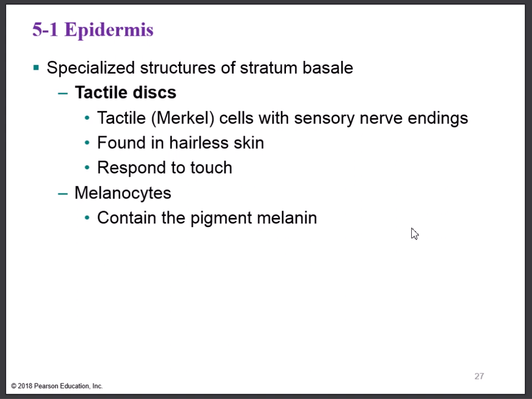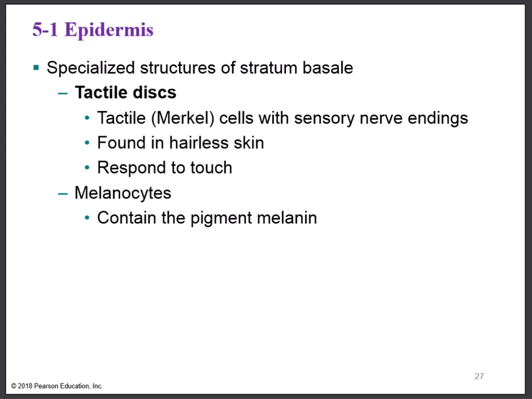The first one is known as a tactile disc. This is our first introduction to the nervous system in the skin. In the stratum basale, we have these tactile cells. They used to call them Merkel cells that have these different sensory and nerve endings. They respond to touch. Now we find them in hairless skin, such as your fingers and your palms. So when you go to touch something very, very gently, it's these tactile discs that are actually sending a signal to the brain to let the brain know what you're touching. All right, so this is something that we find in the stratum basale.